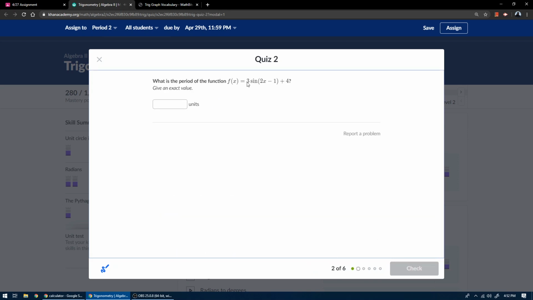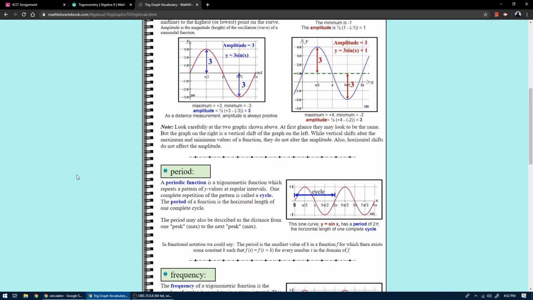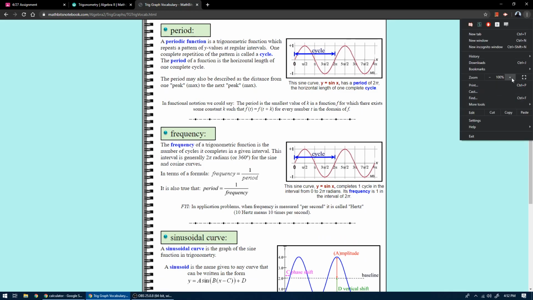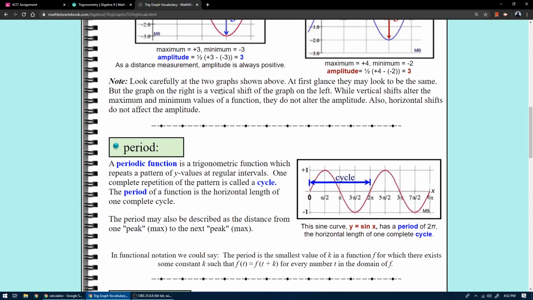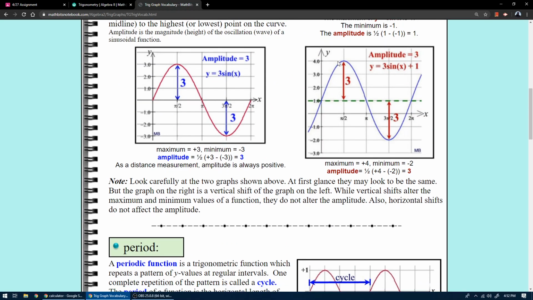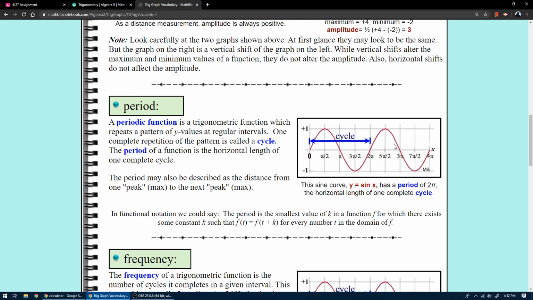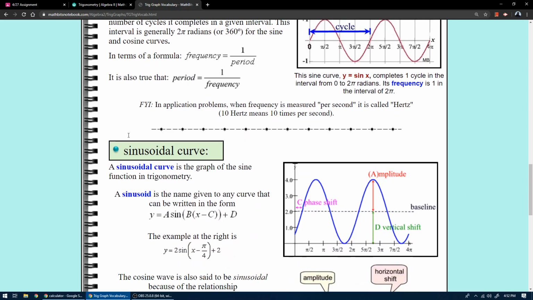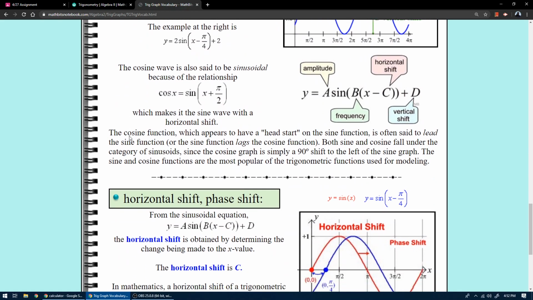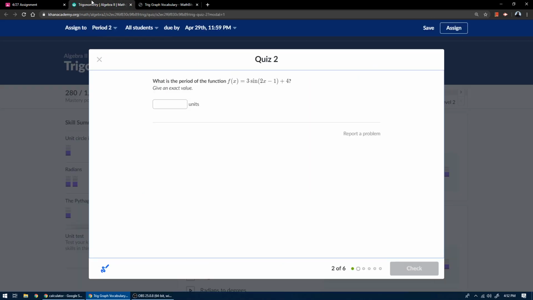What is the period of this function? Given exact value. Okay, what's period? The period of a function is a horizontal length, the horizontal length of one cycle. Amplitude is vertical, up and down. Period is left and right. It's horizontal. There's a lot more here, but we're just using period.